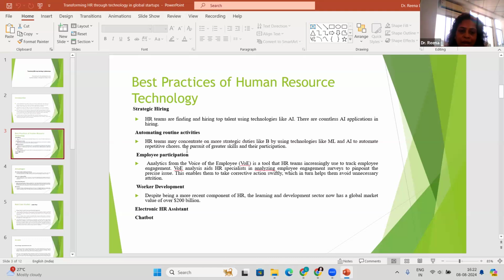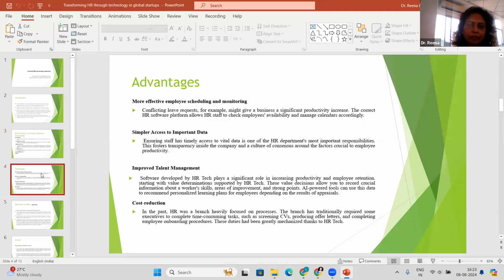Worker development, despite being a more recent component of HR, the learning and development sector now has a global market value of over $200 billion. The next one is the electronic HR assistant. Chatbots are really helping in improving the practices of human resource technology. An advantage is more effective employee scheduling and monitoring. Conflicting leave requests, for example, might give a business a significant productivity increase.